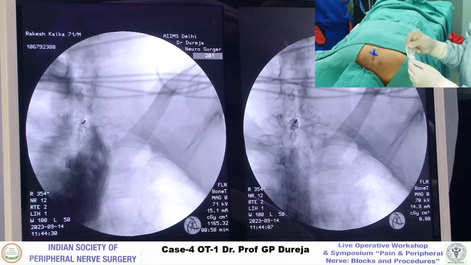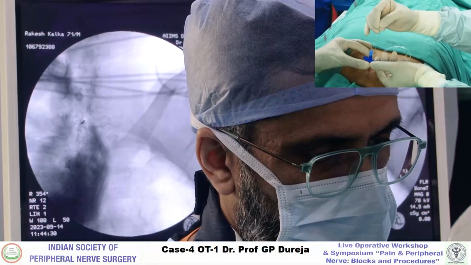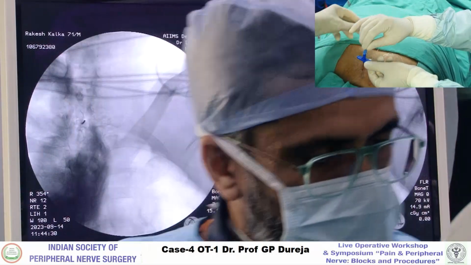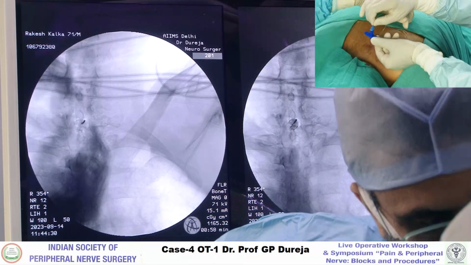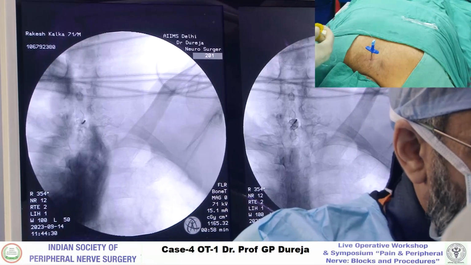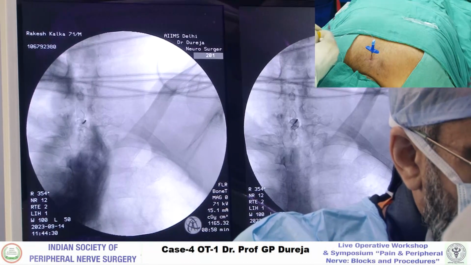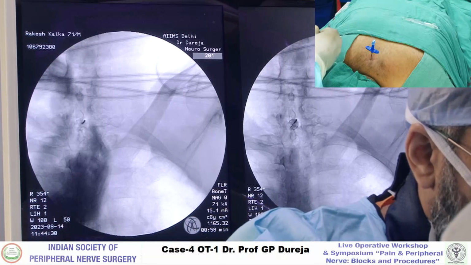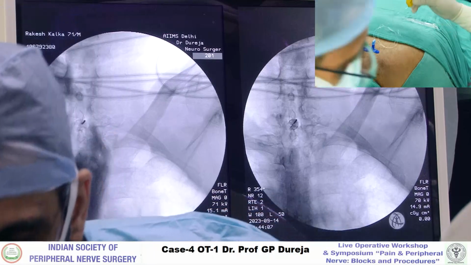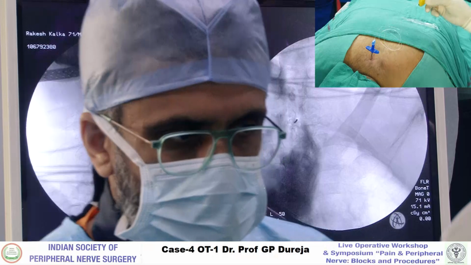So this is the catheter which we use, and so I'm putting a catheter. Catheter is in now, and we're going to connect it. We have the dye. No, high volumes are not required. Just about 2 to 3 ml is required.